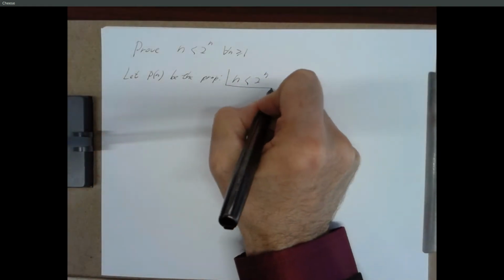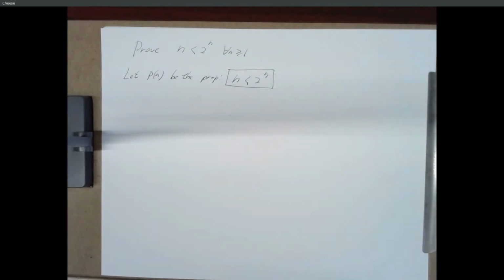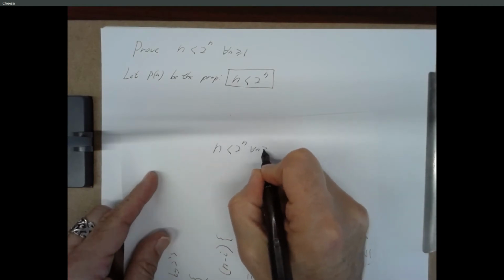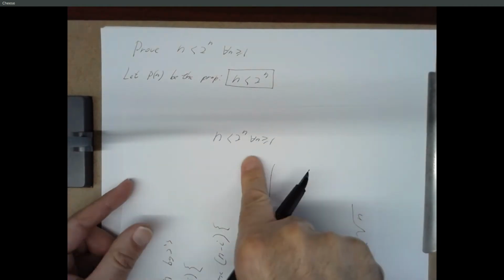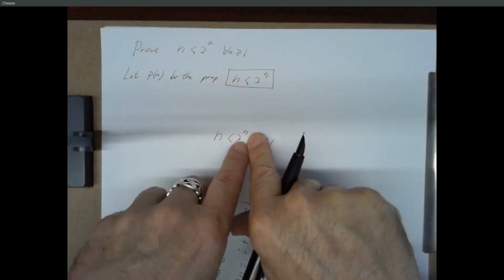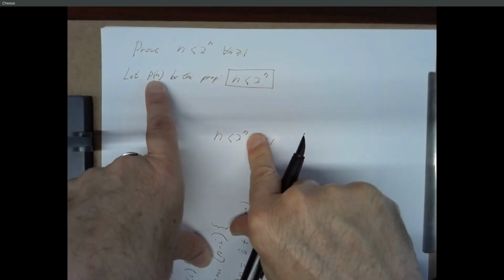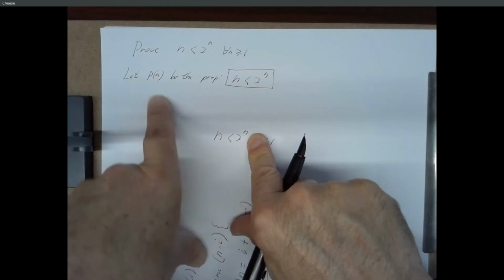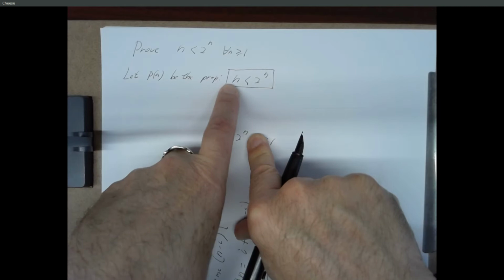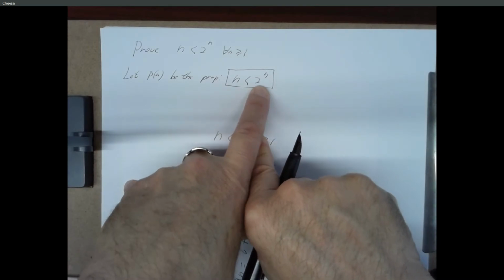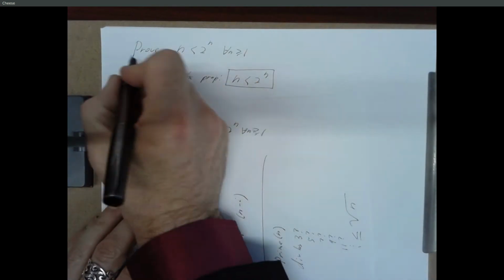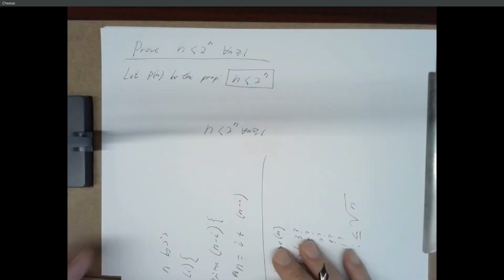And this is what P of n says. P of n is not the proposition that n is less than 2 to the n for all n bigger than or equal to 1. That's not P of n, right? This is P of n. N is a variable, right? If n is 5, it says 5 is less than 2 to the 5th. If n is negative 6, it means negative 6 is less than 2 to the negative 6th, right? But what we're trying to prove is basically that P of n is true for all n bigger than or equal to 1.